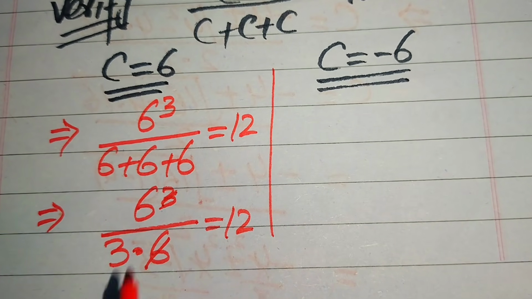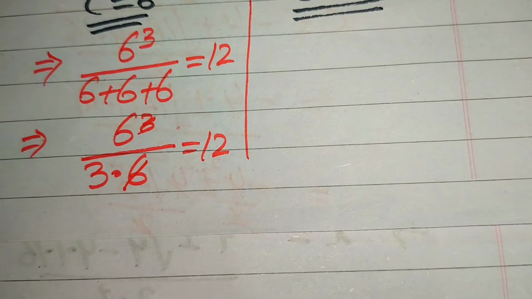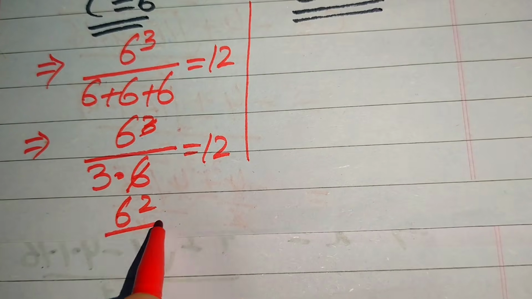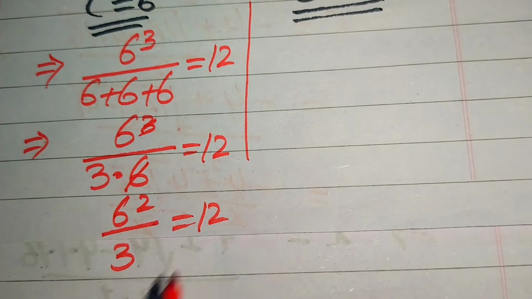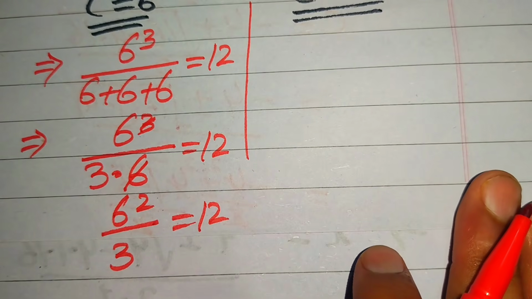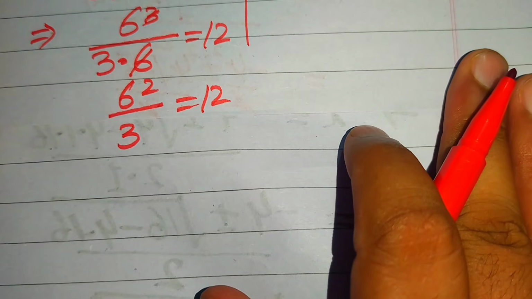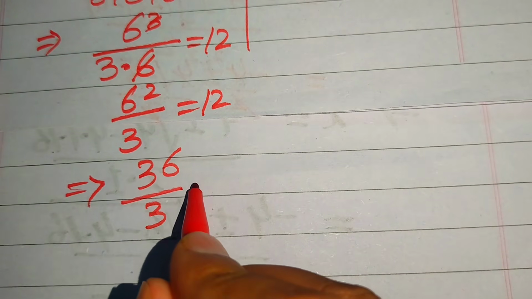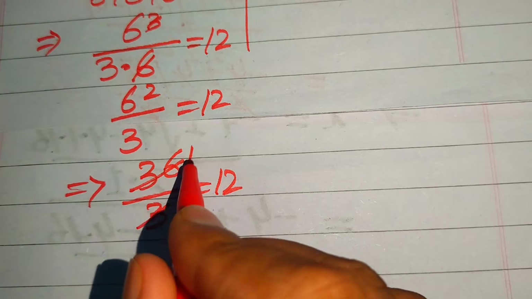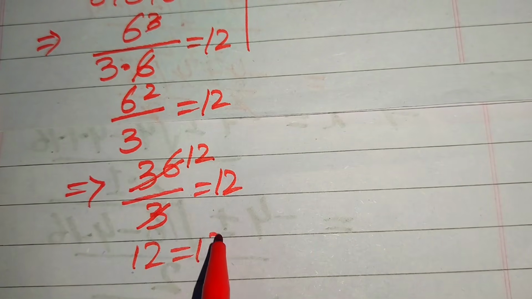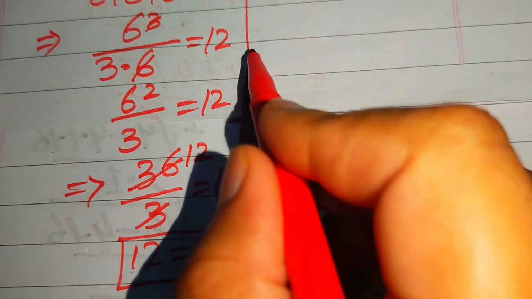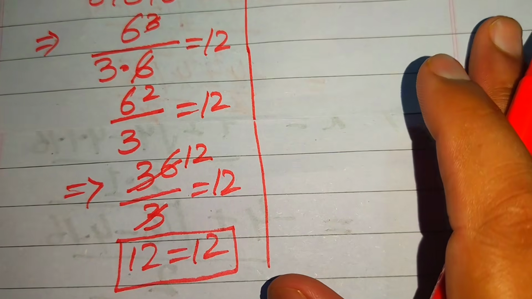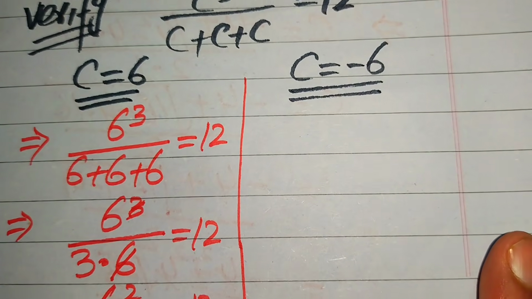And now you see here this 6 and this 6 are cancelled out by each other, and for the remaining values, from the numerator we have 6 square divided by 3 is equal to 12. And you again see here we have 6 square equals 36 divided by 3 is equal to 12, and you see that 3 times 12 becomes 36, and we get 12 equals 12. This shows that the value c is equal to 6 satisfies our given question statement. And now in the same pattern we verify the second value of c.